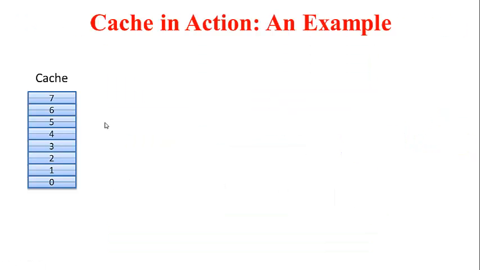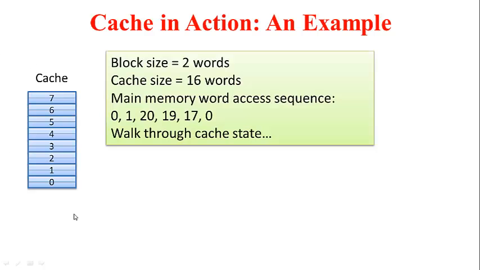Next, let us look at a cache in action through an example. Here I have taken the same cache as earlier, where we had 8 cache blocks, each of 2 words. And let us say that the processor accesses the following main memory word addresses. This is the sequence of word addresses accessed by the processor. In this case, let us walk through the cache state as the processor accesses these word addresses.